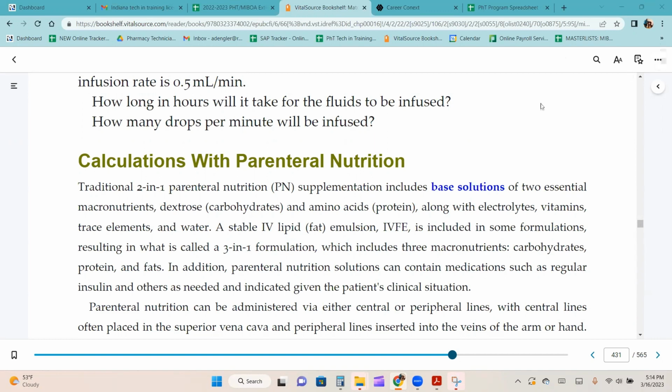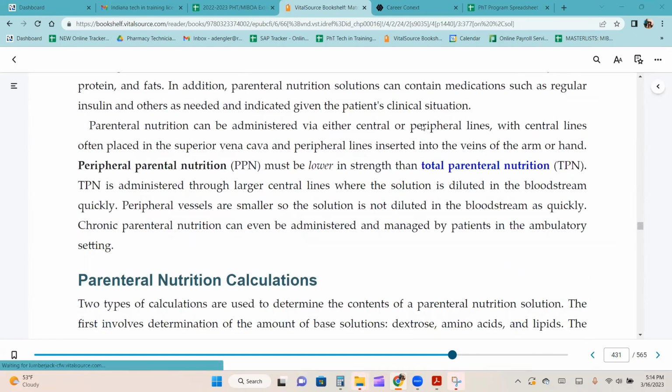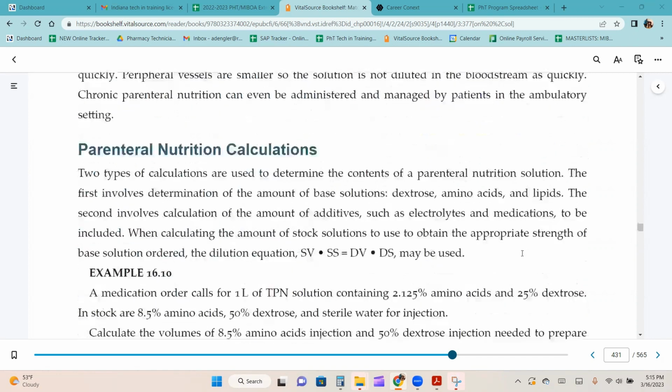patient's clinical situation. Parenteral nutrition can be administered via either central or peripheral lines, with central lines often placed in the superior vena cava and peripheral lines inserted into the veins of the arm or hand. Peripheral parenteral nutrition must be lower in strength than total parenteral nutrition. TPN is administered through larger central lines where the solution is diluted in the bloodstream quickly. Peripheral vessels are smaller, so the solution is not diluted in the bloodstream as quickly. Chronic parenteral nutrition can even be administered and managed by patients in the ambulatory setting.